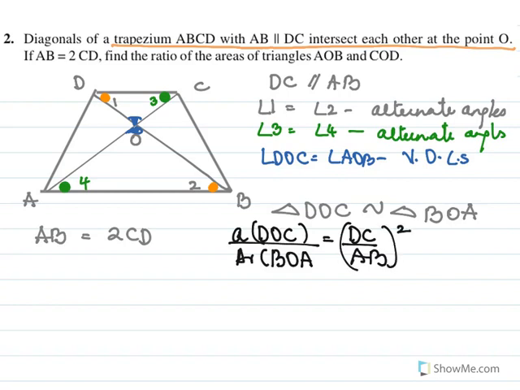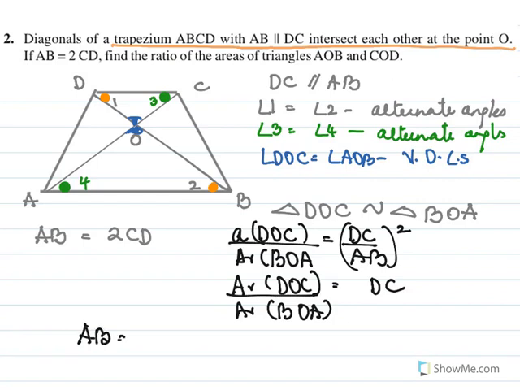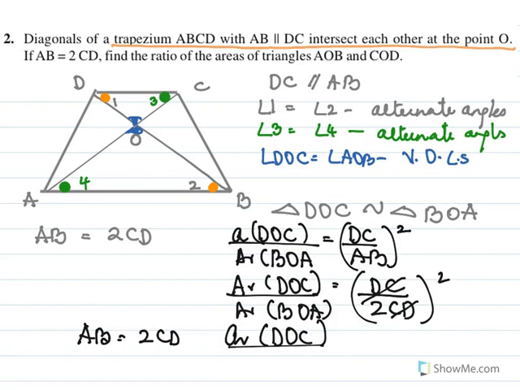This is the property. So area DOC over area BOA equal to, we write DC squared over AB squared. However, AB is given to us as twice CD. So wherever there is AB, I am going to put twice CD, the whole square. This cancels out. So now we have area DOC over area BOA equal to 1 by 2 the whole square, which means 1 by 4.